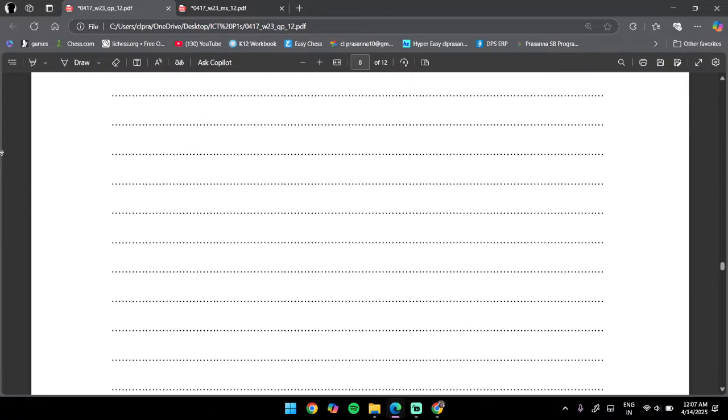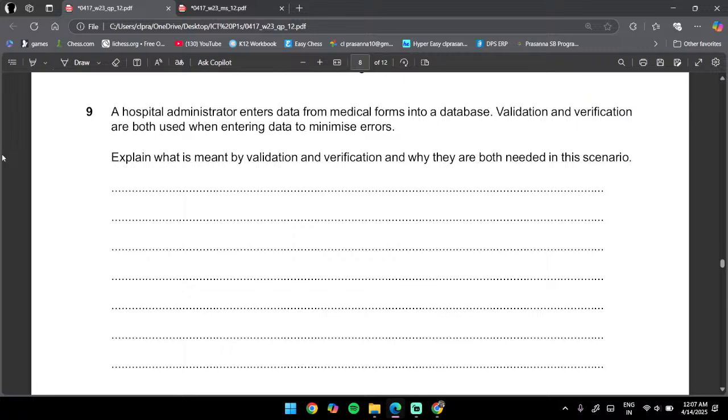Okay, no problem. We'll get through this. A hospital administrator enters data from medical forms into a database. Validation and verification are both used when entering data to minimize errors. Explain what is meant by validation and verification and why they are both needed in this scenario.